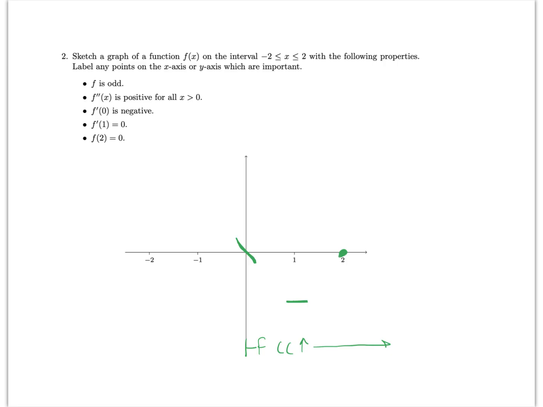So maybe my graph looks something like this. And then it has to have origin symmetry, which means that if you fold over the y-axis and the x-axis, the graph looks the same. So it's going to do something like that to have that symmetry.